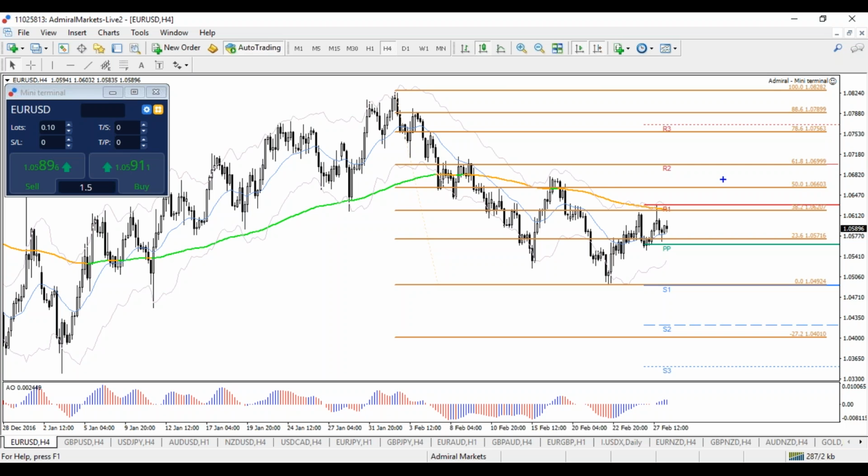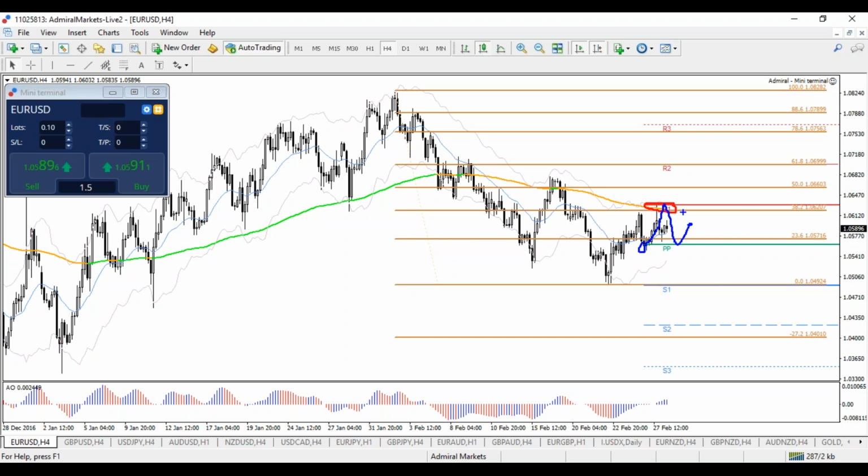Price did move down about 50, 60 pips from it, and then bounce back up at the pivot point. So good to have those weekly pivot points on. Stopped at the R1, moved from the pivot point to the R1, then back to the pivot point, and now moving up again, right? That's what happened this week so far.